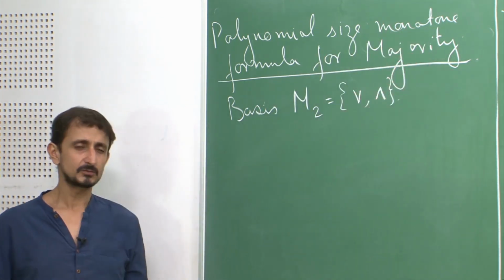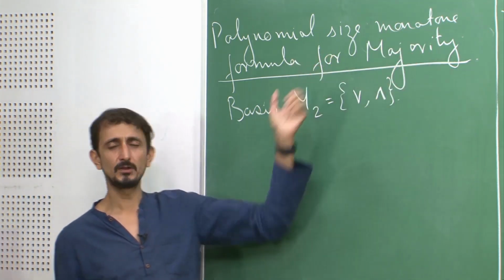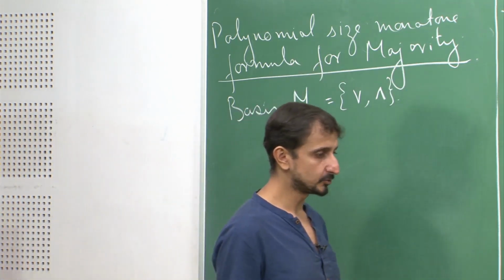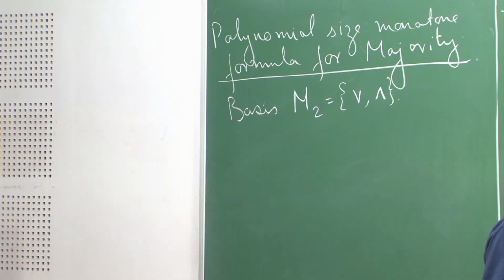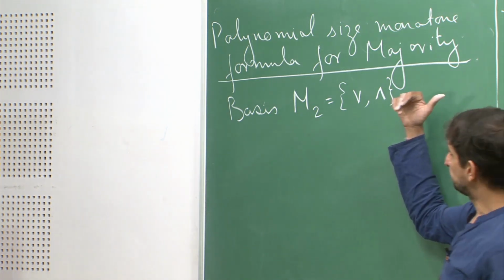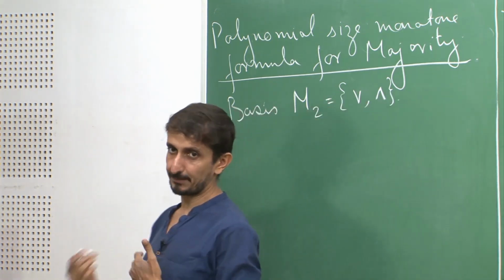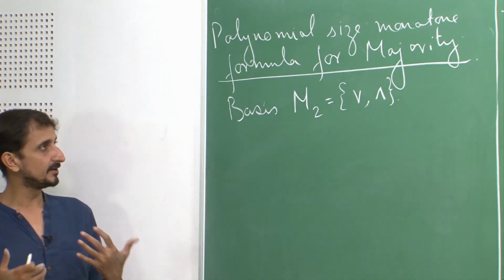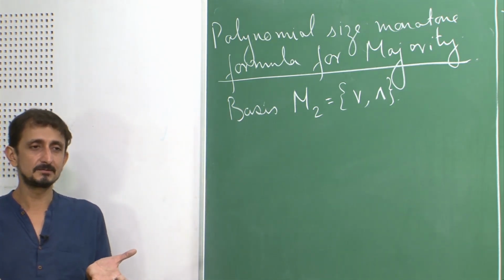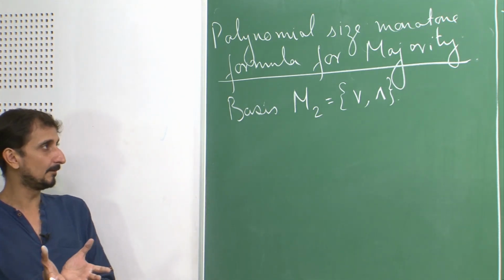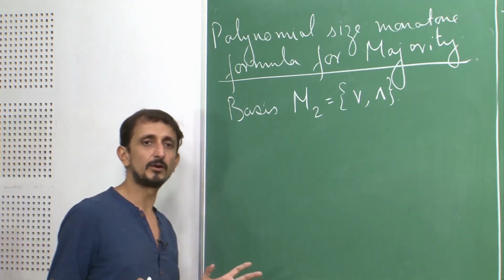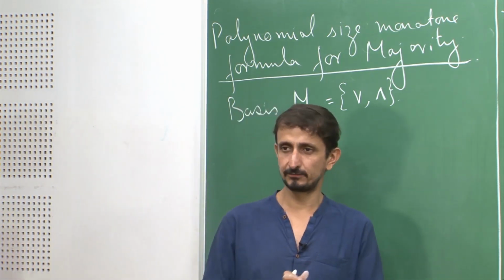So, the obvious question is, can this basis compute the majority function? The answer is yes. It can be shown that majority can be computed over this basis M2. Next question is, if it can compute majority over M2, what is the smallest sized formula over this basis that can compute majority? That is the question that we are going to focus on for the rest of today's lecture.